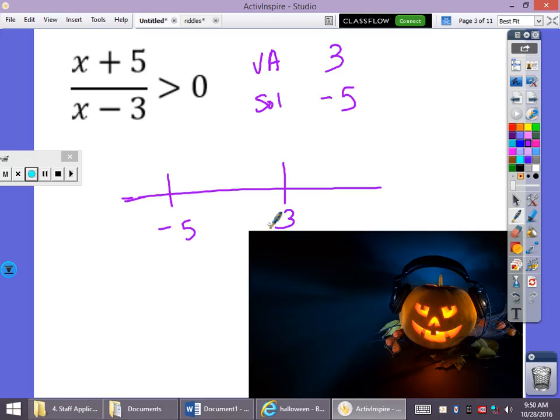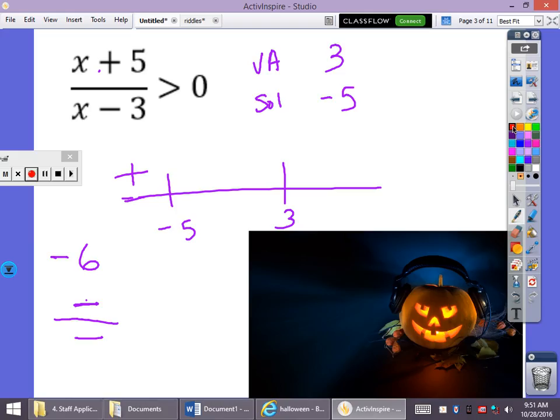Okay, what is the number to the left of -5? -6. Great. When I plug -6 in here, -6 plus 5, is that a positive or a negative? It's a negative. -6 minus 3. Negative. A negative divided by a negative is a positive.